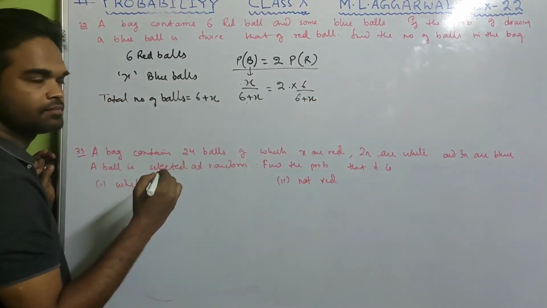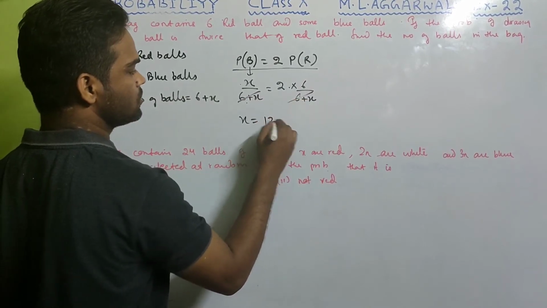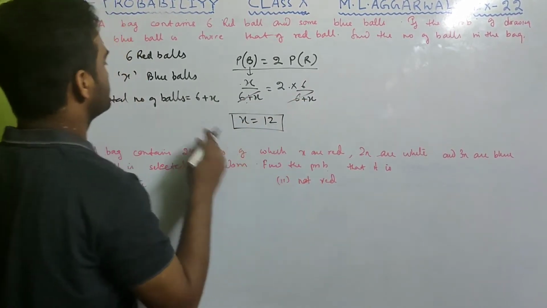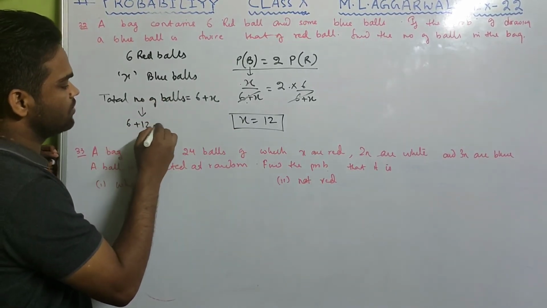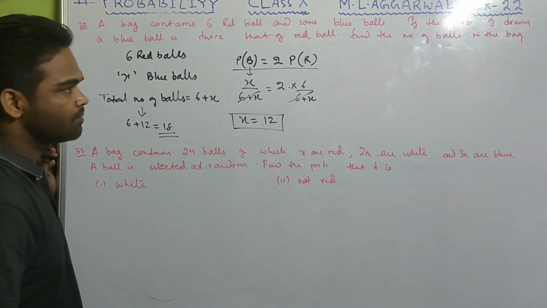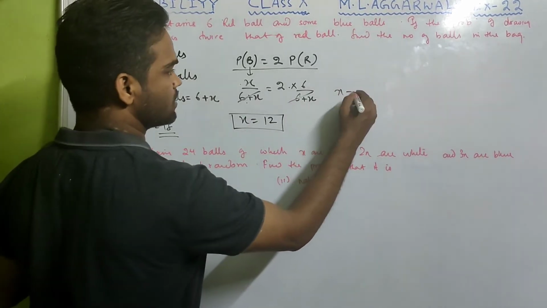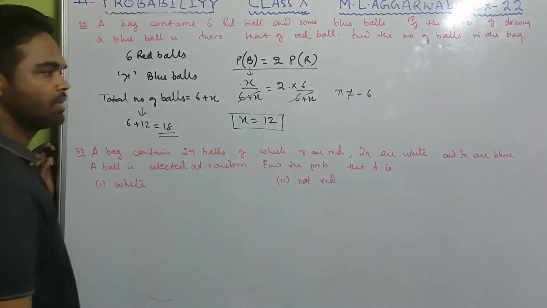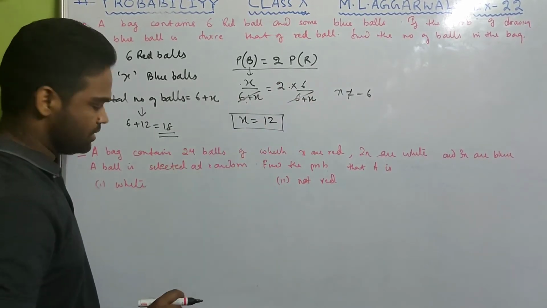Am I correct? So this will give us x equals 12, which means number of blue ball is 12. And the total number of ball will be 6 plus 12. That's 18 balls all together in the bag. Done. Now, of course, when you cancel this, x is not equal to minus 6. Because when you put x equals minus 6, this becomes 0. Something by 0 is undefined.